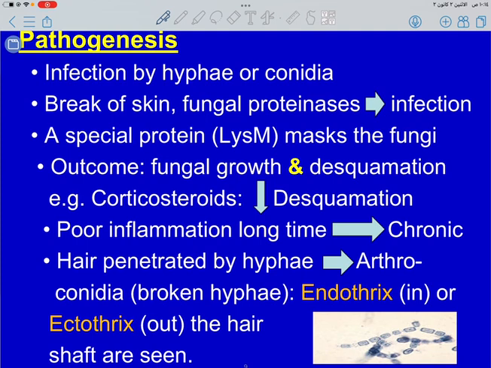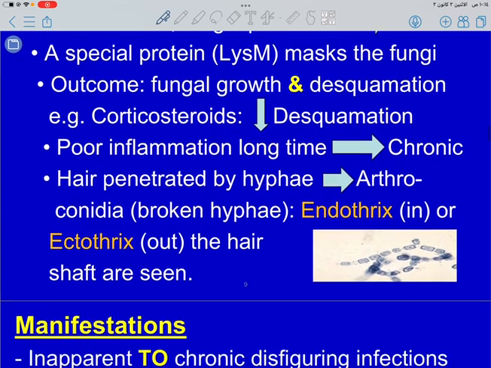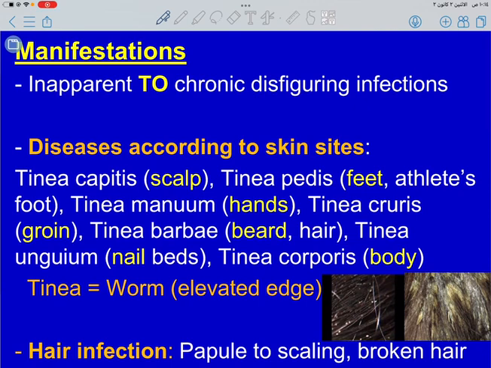Now, the manifestation, the fungal infection could be inapparent. لا يظهر للعيان، مو واضح. يعني إذا مو واحد عنده خبرة ما يقدر يعرف أنه there is fungal infection. It can vary from inapparent غير ظاهر للعيان to chronic disfiguring يشوه الشخص. يعني من إشي بسيط إلى إشي destructive. The diseases are named according to the site. Okay?